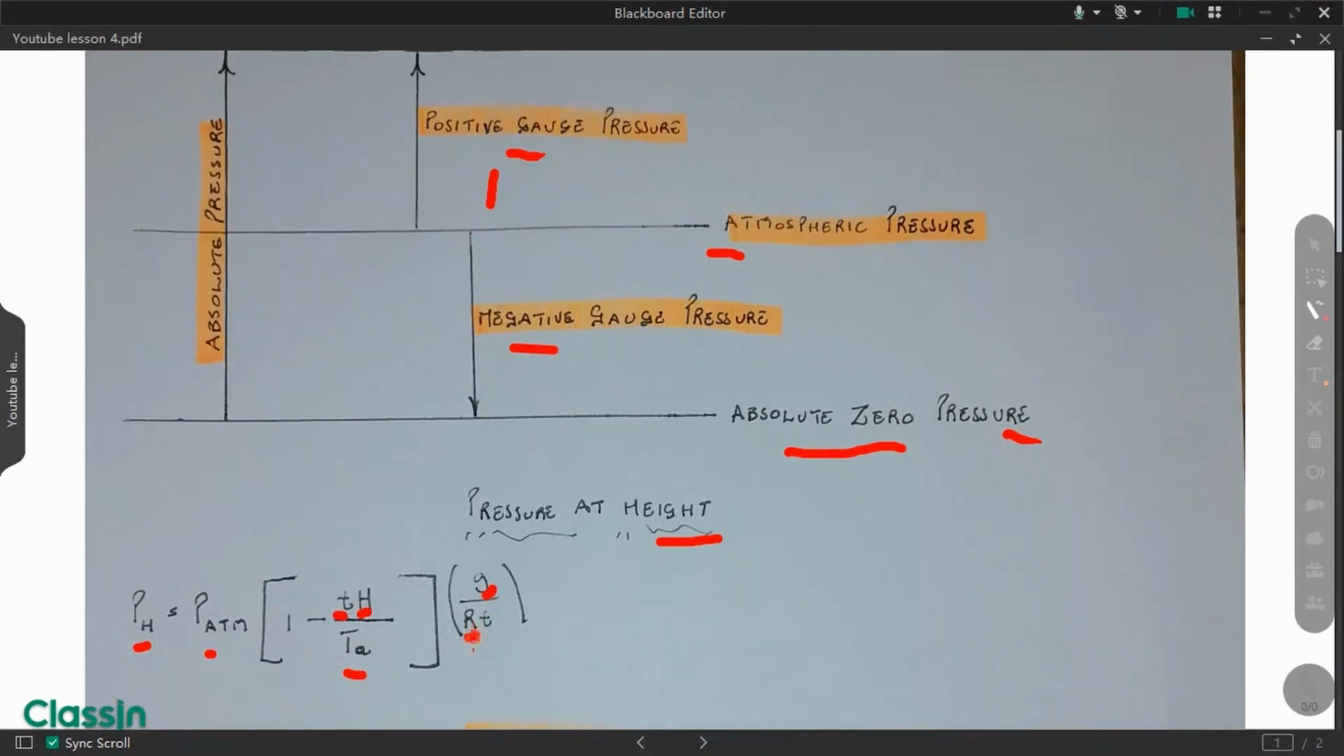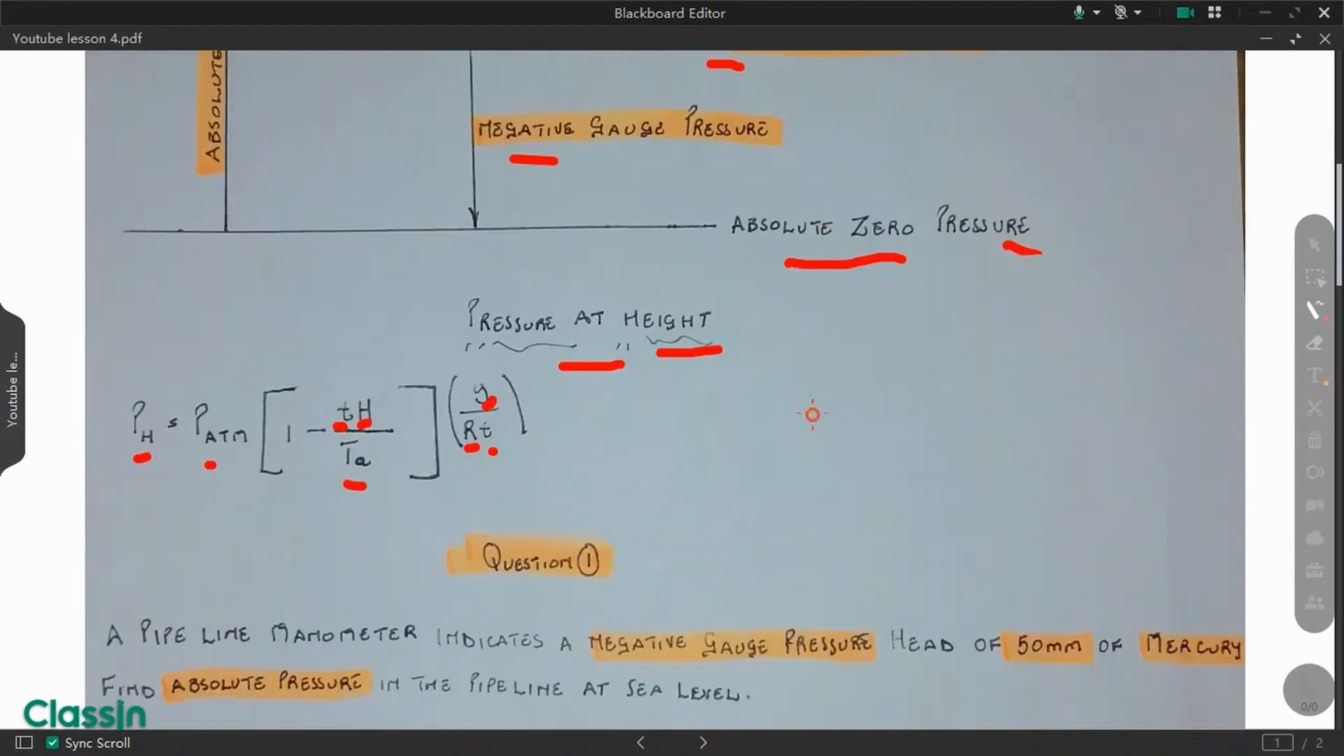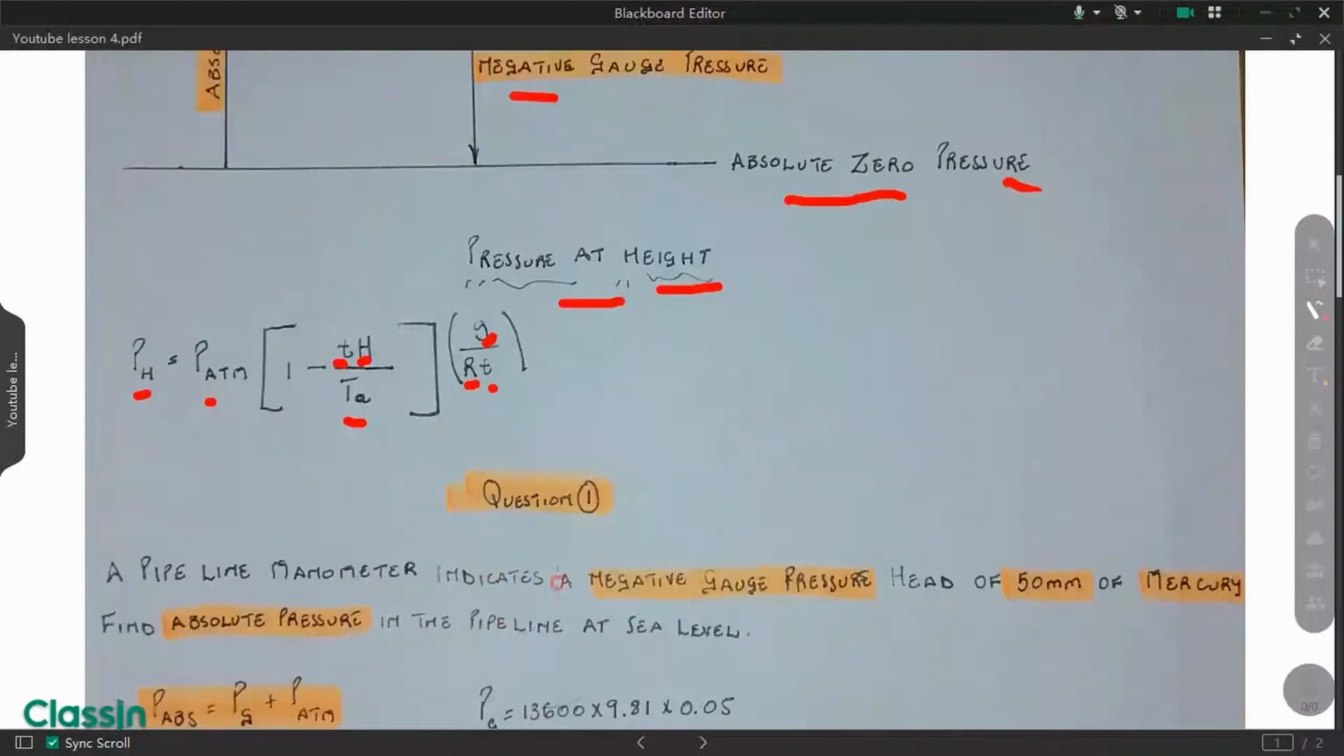R is the gas constant, which is 287 joules per kilogram Kelvin. You see this when you're doing more thermodynamics principles. And T is the temperature change per meter. So that's used when you're calculating pressure at a certain altitude, right? Now I've prepared just two questions so that we deal with these three kinds of pressures, right?